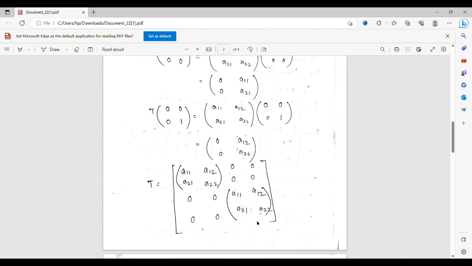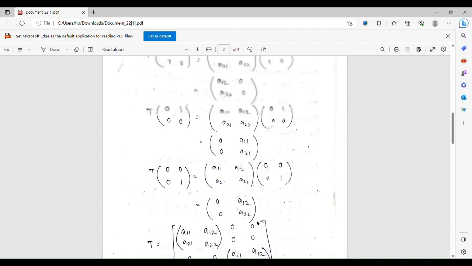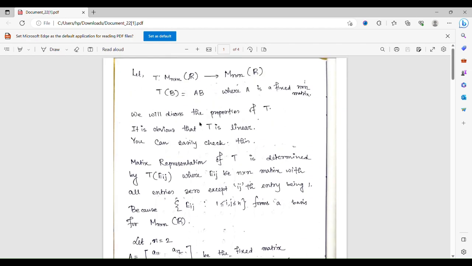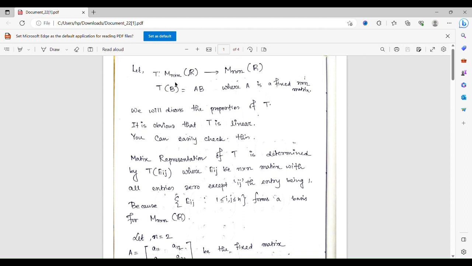Now observe that the matrix of T is a 4 cross 4 matrix. It is definitely true, because we know that if T is a linear operator from V to V and the dimension of V is K, then the matrix representation of T is a K cross K matrix. Here the set of all n cross n matrices with real entries has dimension n square. So the matrix representation of T must be n square cross n square.